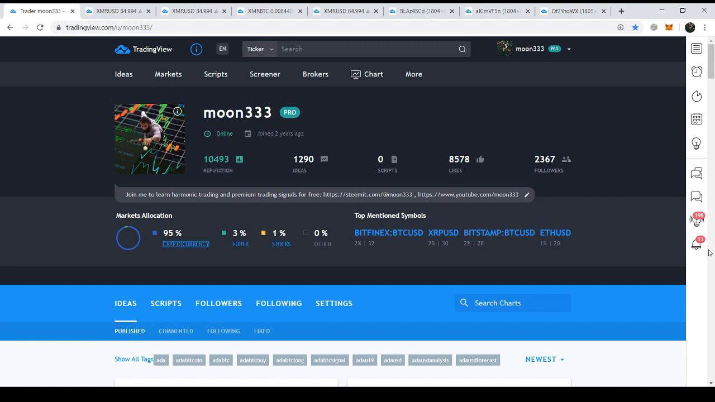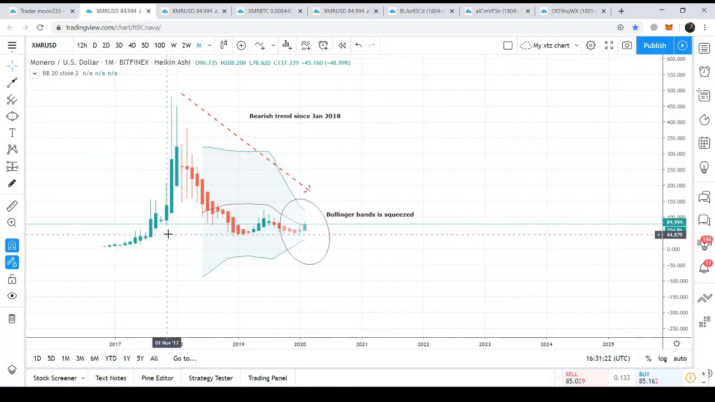Today we'll take a look at the price action moves of Monero, or XMR, which is my most favorite coin to trade on the long term, even on the mid term and the short term as well. Now let's have a look at the live chart. This is a live chart and this is the month chart, a very, very long term chart.